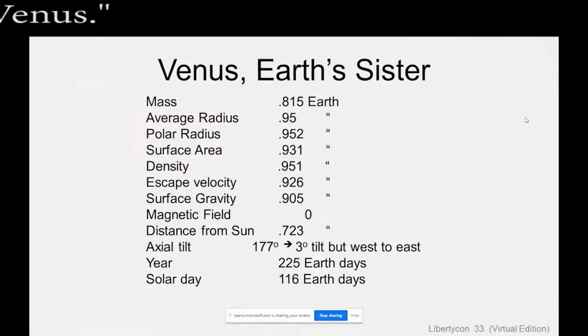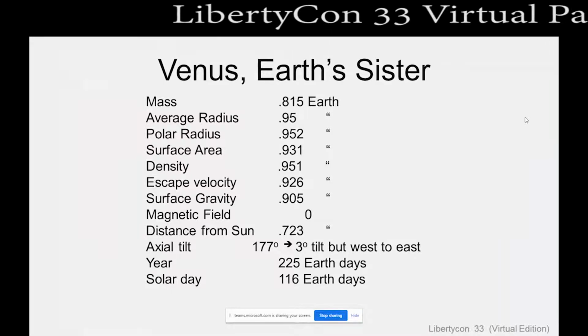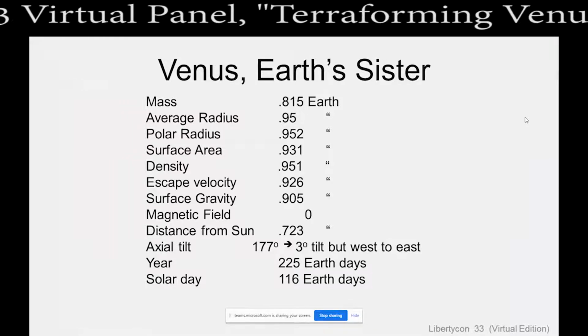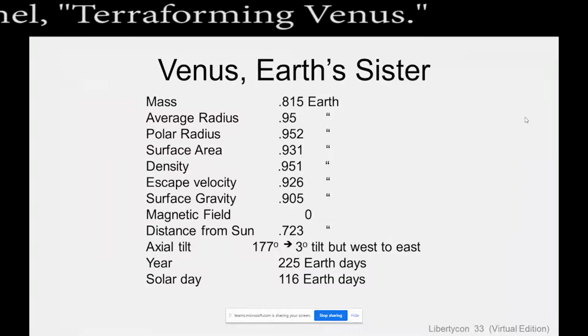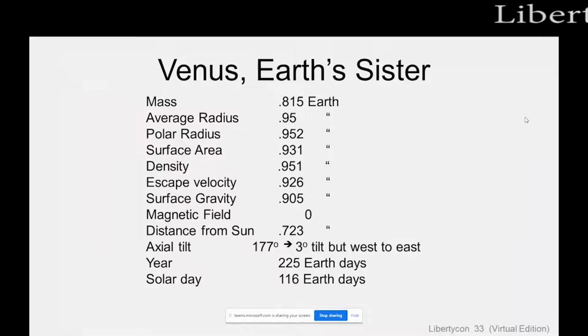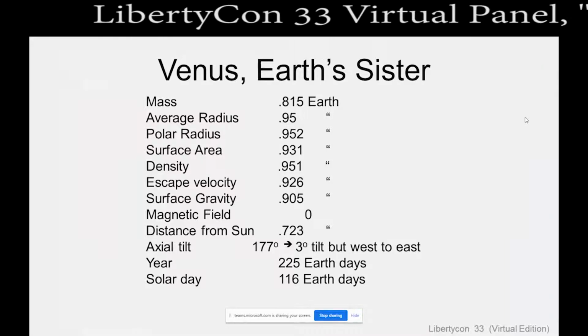It's closer to the sun, of course. Its axial tilt is a little odd. It's either extreme, think of it as a 177-degree tilt, or you can think of it as a 3-degree tilt, but it spins backwards. In other words, the sun will rise in the west and set in the east. That's not a big issue.